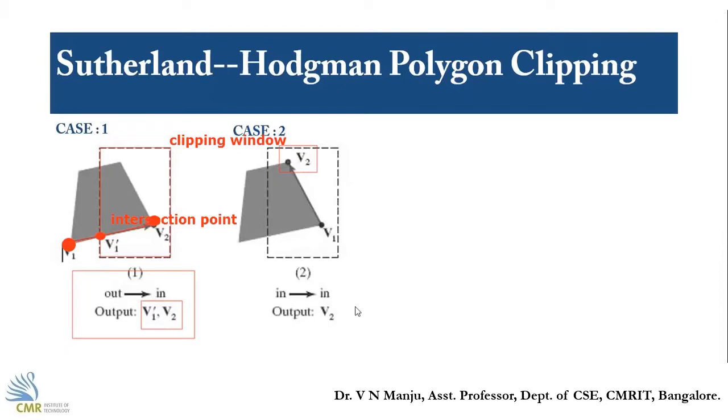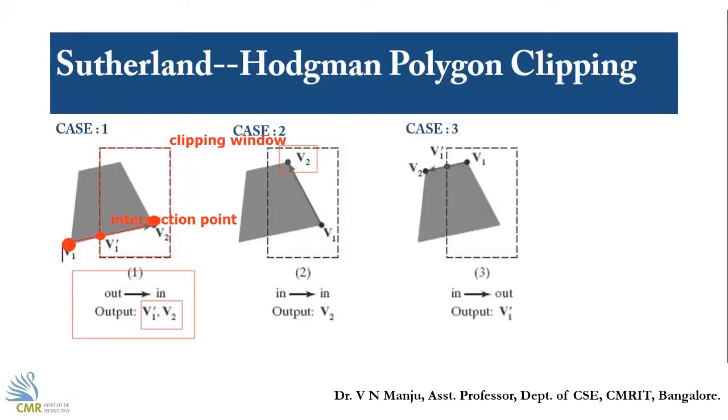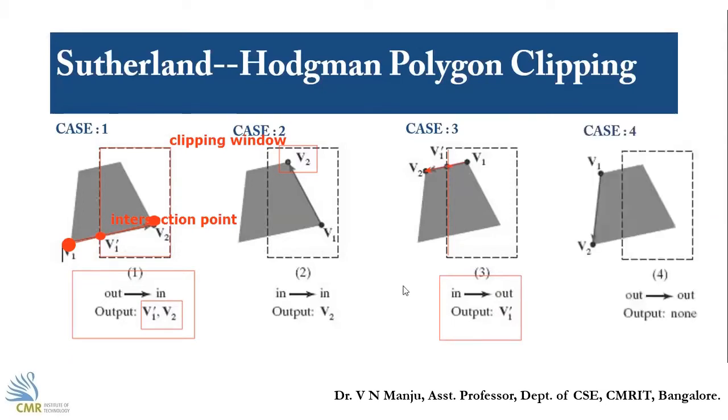The next case is this one. Here I can see that the edge is going from here till here. It is going from inside to outside. This is the clipping window. When it is going from inside to out, I will put out V1 dash. Why is it V1 dash? Because this is the intersection point. The next case is totally outside, so we are not going to store anything. These are the 4 cases that you have to write.